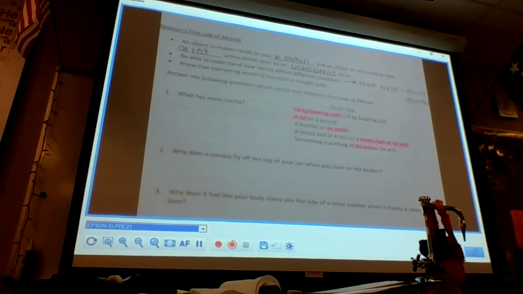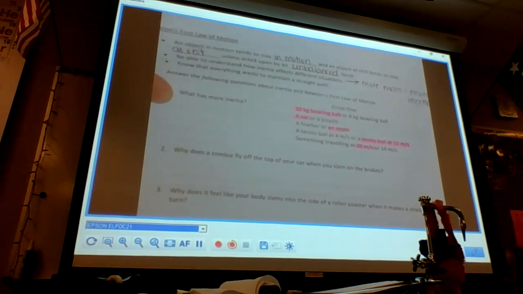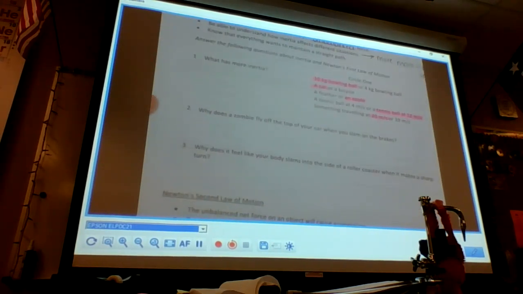Okay, we have a concept question here on number 2 and number 3. Why does a zombie fly off the top of your car when you slam on the brakes? Because your body wants to keep moving forward with it. Yes.